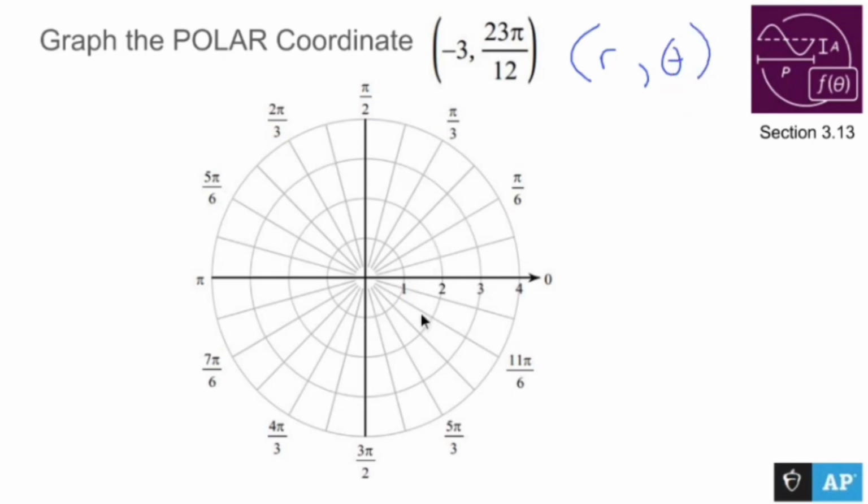Okay, like we've always done. Now, 23 pi over 12 is not visible, but it would be right here. Literally that last spot before we hit 2 pi.